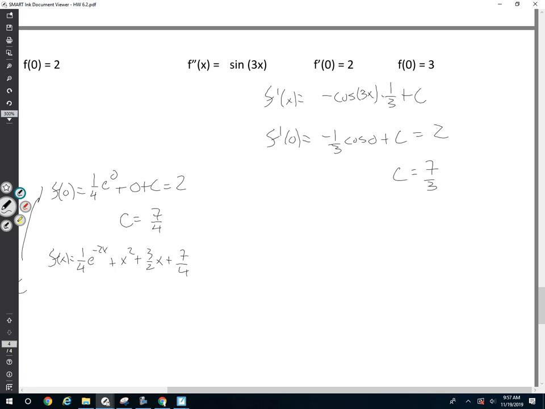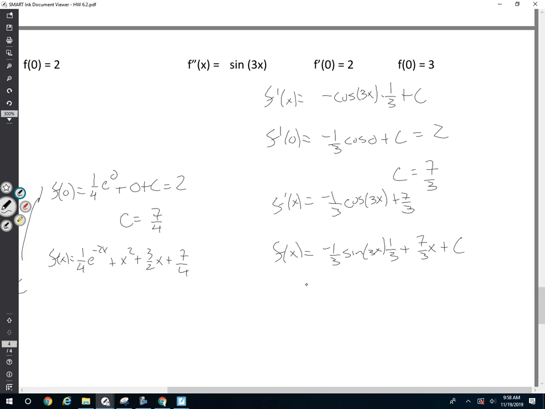So this is f prime, negative 1/3 cos 3x plus 7/3. F, therefore, would have to be, okay, the antiderivative of negative cosine would be negative sine. So I got negative 1/3 sine 3x, but again, I need another 1/3, plus 7/3 x plus c.